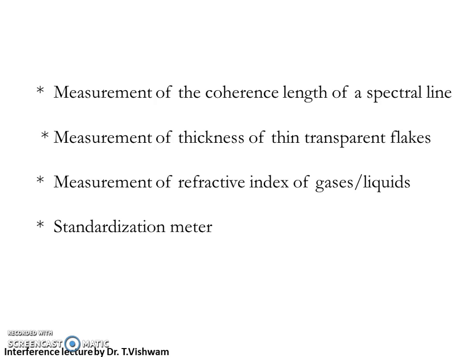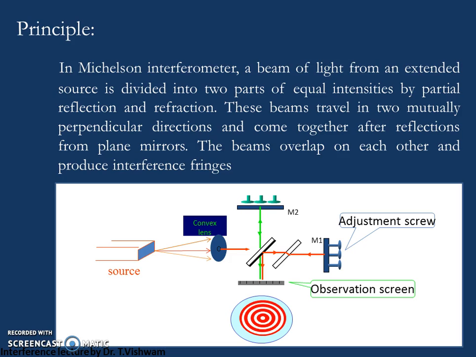So, let us look at the principle of the Michelson interferometer. The Michelson interferometer works on the principle of partial reflection and refraction. In the Michelson interferometer, a beam of light from an extended source is divided into two beams of equal intensity by partial reflection and refraction. These beams travel in two mutually perpendicular directions and come together after reflection from the plane mirrors. These beams overlap on each other and produce interference fringes.